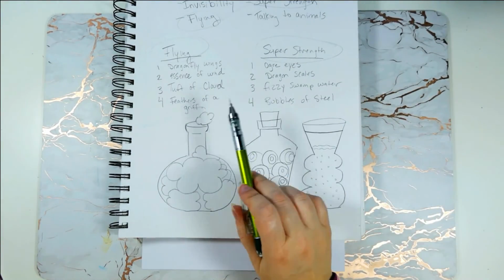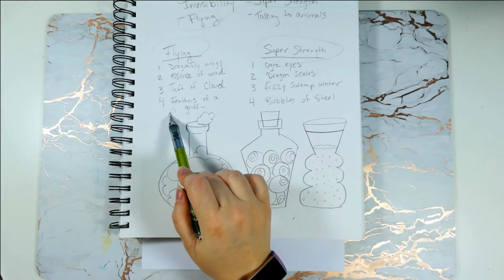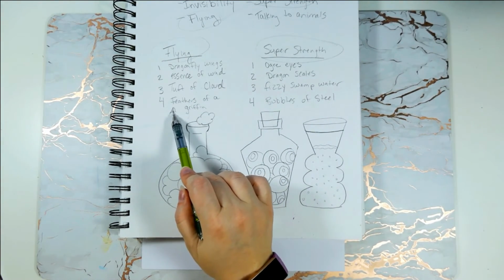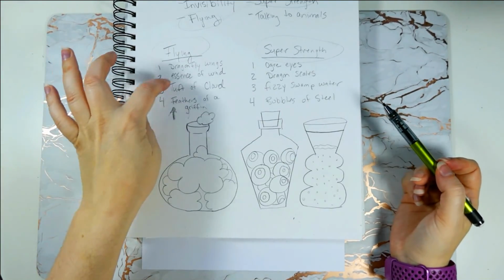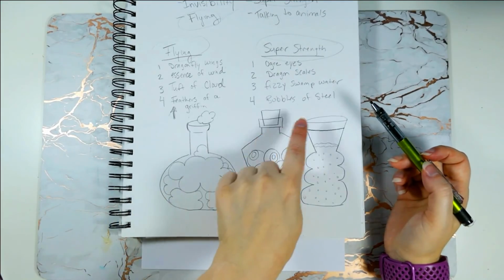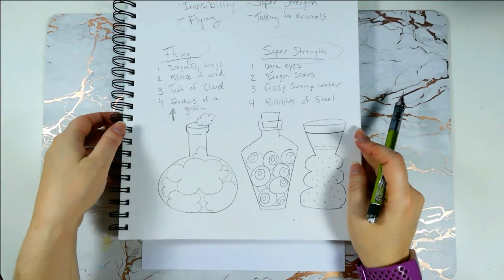Of these two, I think I'm gonna go with flying, but I might still draw what the other potion will look like later. So 4 bottles. I could use some of these shapes, but I'm gonna need to come up with at least one more for the ingredients.